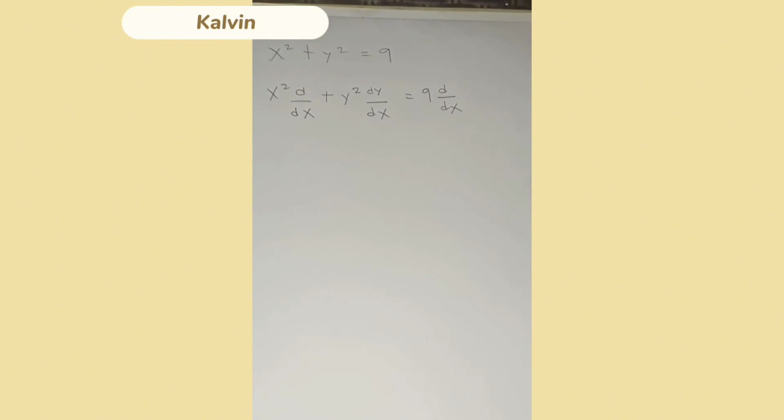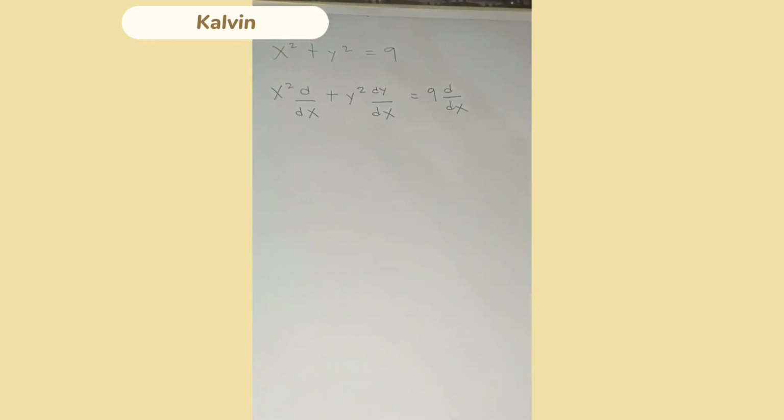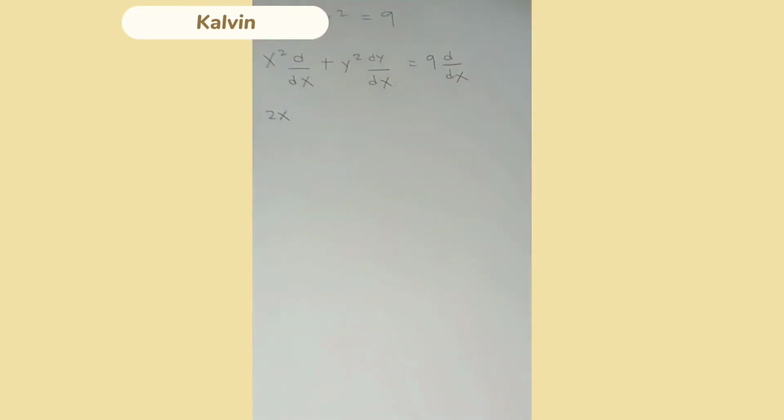Kukunin natin ang derivatives na itong mga value natin dito. So ito, ano nga ba ang derivatives ng x squared? So magiging 2x. Paano siya naging 2x? Siyempre, x times squared magiging 2x.